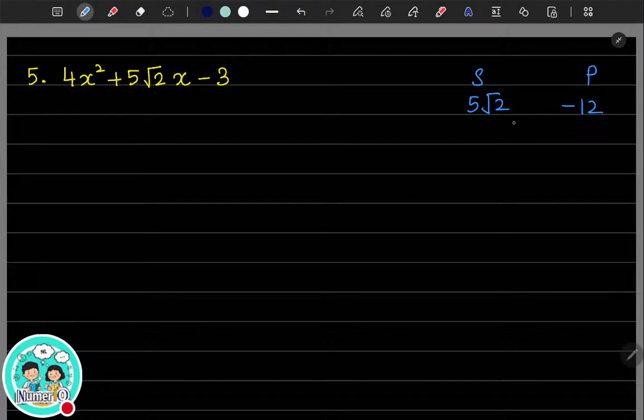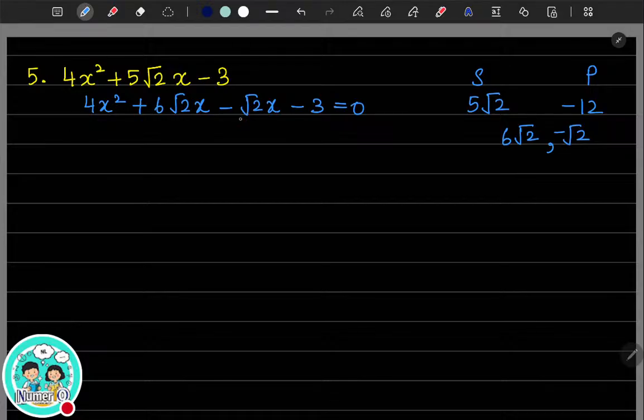Now you have to get two numbers. So 6 2s are 12. I'm going to write 6 into 2. I am going to split it as 6 root 2 and root 2, and I'll put a negative sign to the smaller value so that I get a sum of plus. And let's do the middle term splitting. So 4x square plus 6 root 2x minus root 2x minus 3 equal to 0.